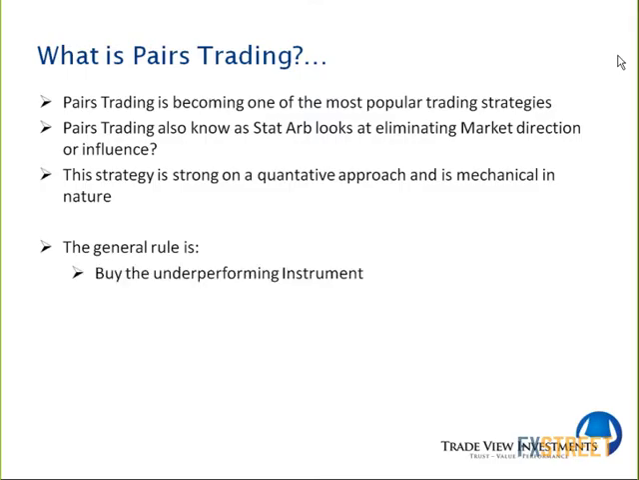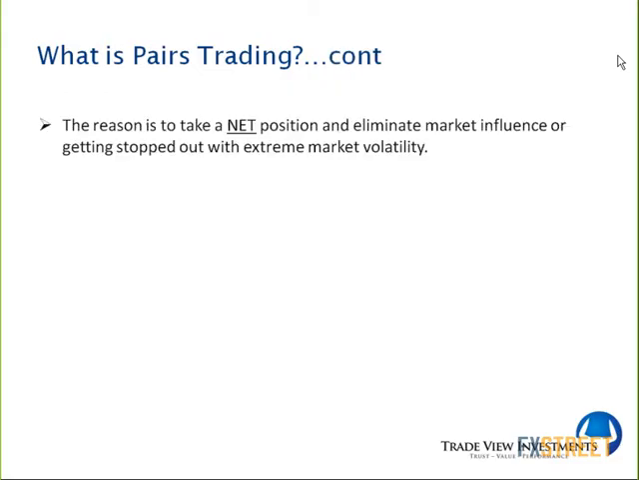The general rule is that you buy an underperforming instrument and you sell an outperforming instrument. The reason for this is simply to take a net position and eliminate market influence, or getting stopped out with extreme market volatility. I think this has come at a pretty good time, with the volatility the way it's spiked in the markets. And a pairs trading strategy can actually help you avoid some of this.